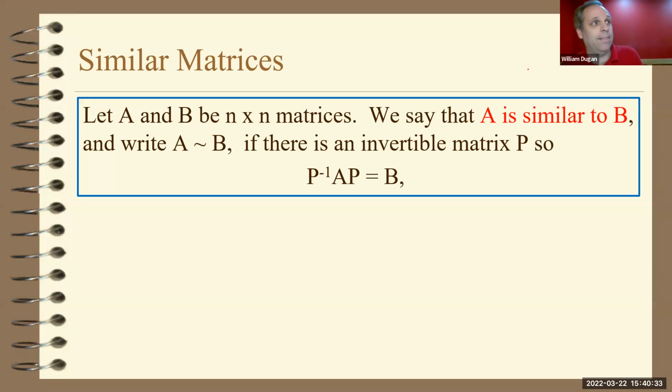So to get you started, what do we mean by similar matrices? We're going to say that two matrices, A and B, that are both n by n, are similar if there's an invertible matrix P, so that P inverse times A times P equals B. I know that looks awful. Your first thought is, why would you do that?